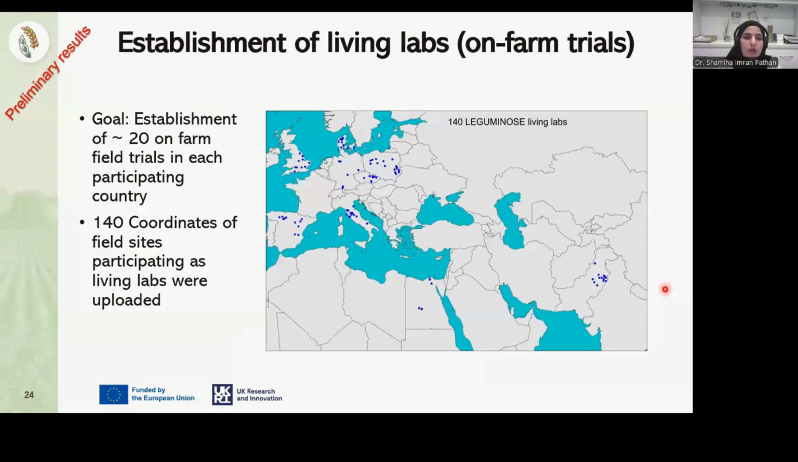Okay, now I would like to show you some of the results we have from our on-farm trials, the living labs. As I mentioned in the earlier slides, we established almost 20 trials in each participating country. Until now, we have 140 coordinates, almost 140 trials established in the countries. You can see these blue dots showing where we have our living labs, in Europe, Egypt, and also in Pakistan.